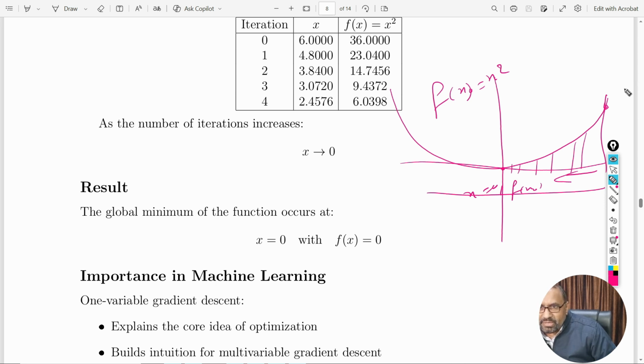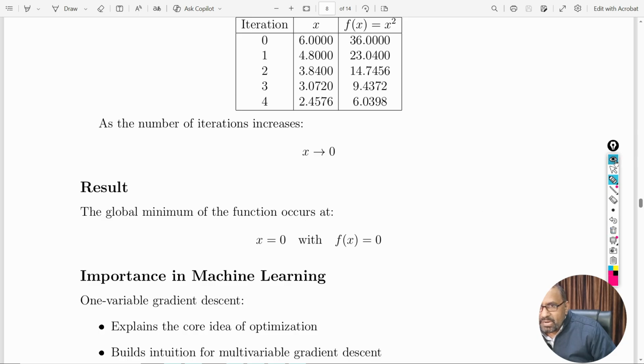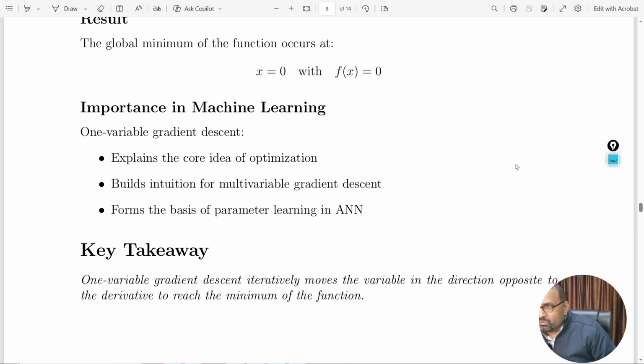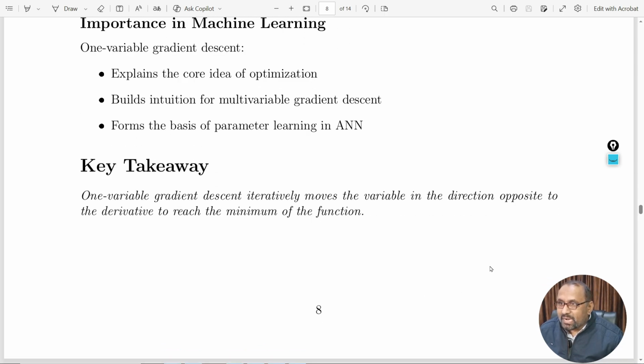In the same way, we can take one more example for two variables, but before that we must go through the importance in machine learning. One variable gradient descent explains the core idea of the optimization, and builds intuition for multivariable gradient descent, which forms the basis of parameter learning in artificial neural networks. Key takeaway: one variable gradient descent iteratively moves the variable in the direction opposite to the derivative to reach the minimum of the function.